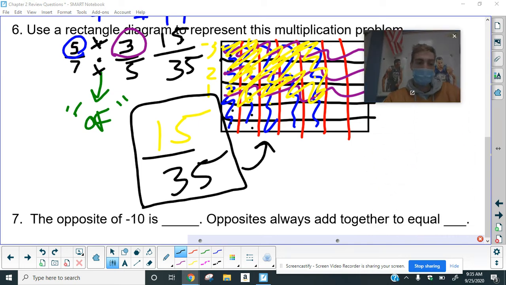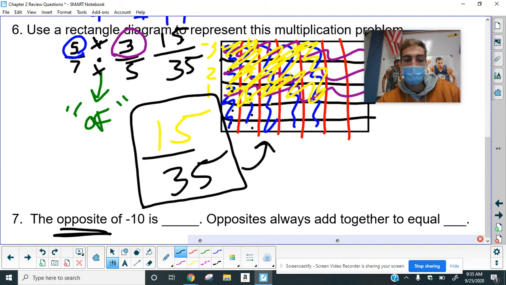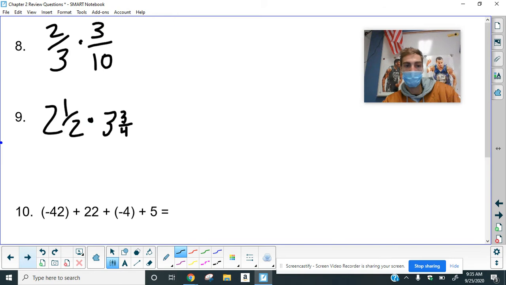All right, so then 7 says the opposite of negative 10 is, well, this one's pretty easy, right? Opposite of negative 10 is 10. The opposite of negative 5 is 5. Opposites always add together to equal 0. Negative 10 plus 10 will give you 0, okay? So if it gives you a number, it just wants the negative or positive version of that number. That would be the opposite.